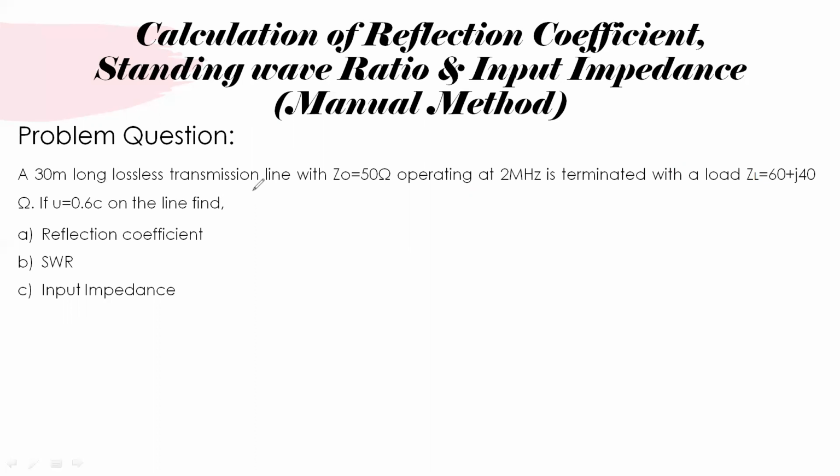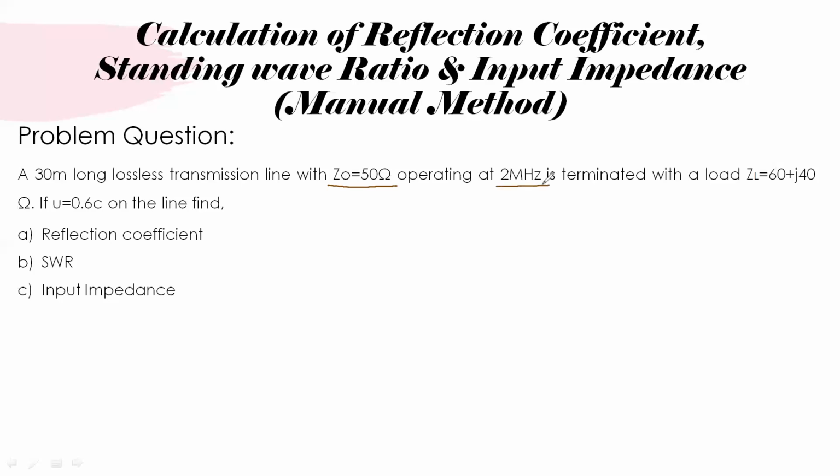In this session, my aim is to show how to use the Smith chart using this problem alone. Here there is a 30-meter long lossless transmission line with a characteristic impedance of 50 ohms, and it is operating at a frequency of 2 megahertz.